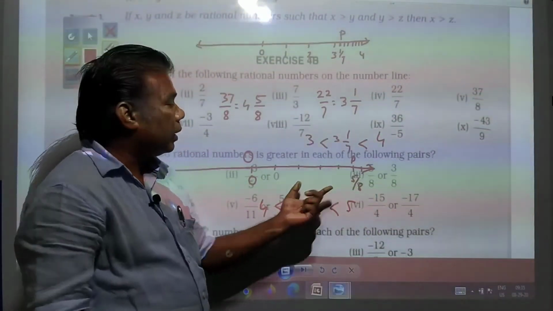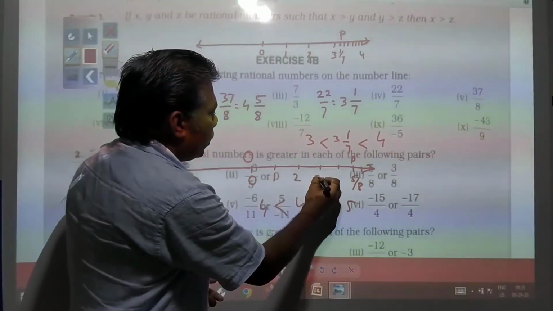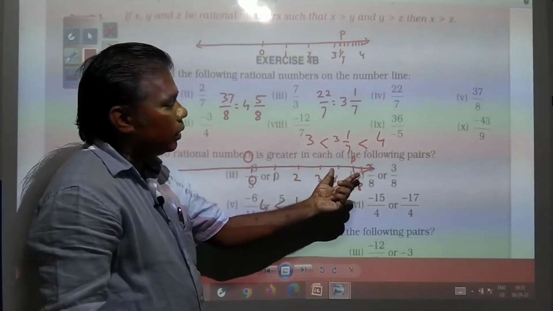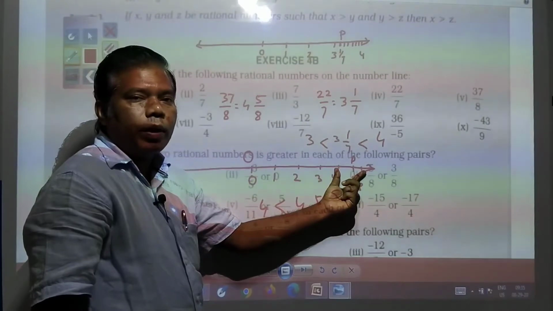So in this way this is required to be done. This is 1, 2, 3, 4. So 4 whole 5 by 8 will be this point. This is required to be divided into 8 equal parts.